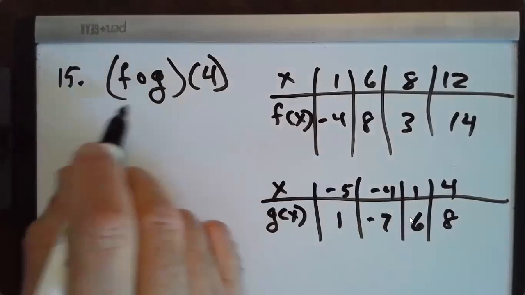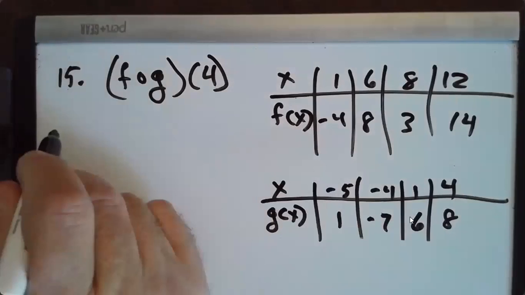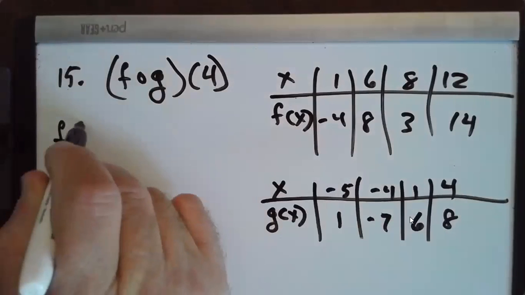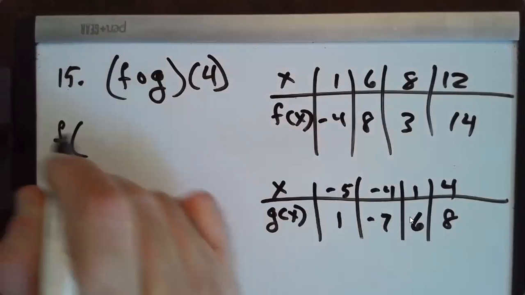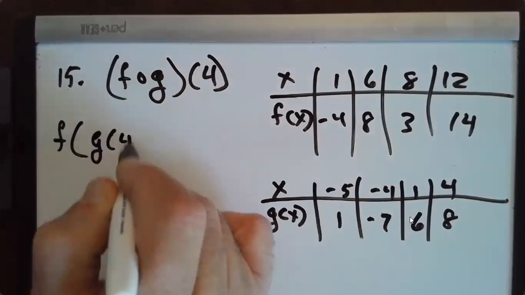Okay, I like to rewrite composite functions as f and then g. The first part is always on the outside, the second part is always on the inside, of 4.